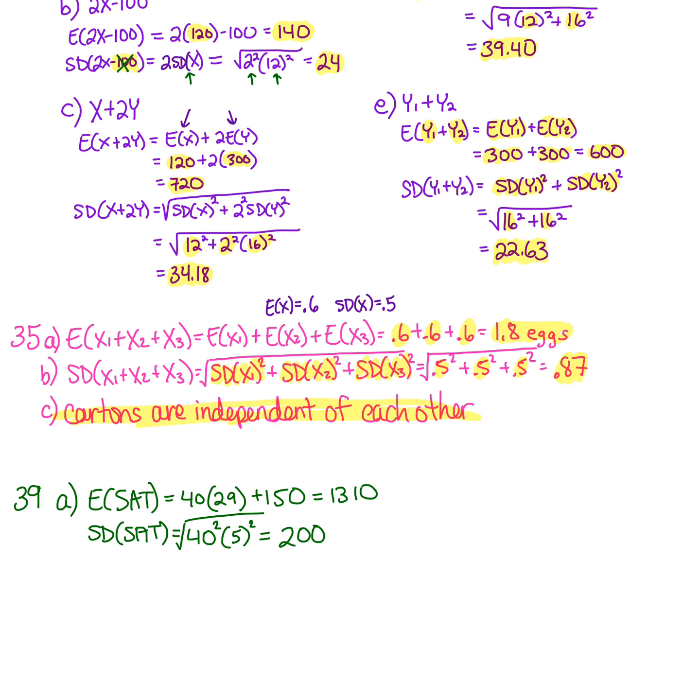The last problem that I want to look at is problem 39. It says that back in chapter 5, there was an equation, SAT equals 40 times ACT plus 150. That's just a way that you can convert an ACT score into an SAT score. Let's use this transformation again now with random variables. Suppose your school has a mean ACT score of 29. That would be awesome. What would its equivalent mean SAT score be?